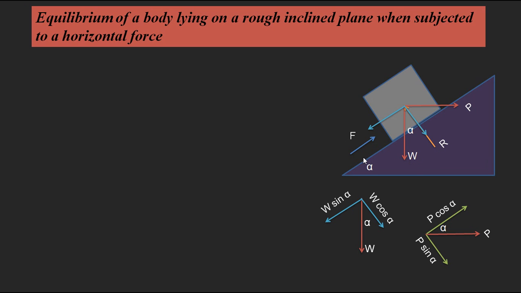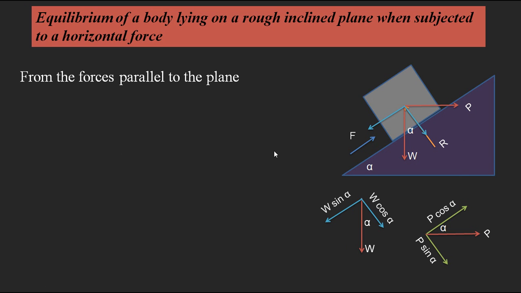The frictional force is already acting parallel to the plane, so there is no other component for the frictional force. By considering all these forces, we can derive an equation for the minimum force which is required to keep the body in equilibrium. So now let us consider the forces parallel to the plane.